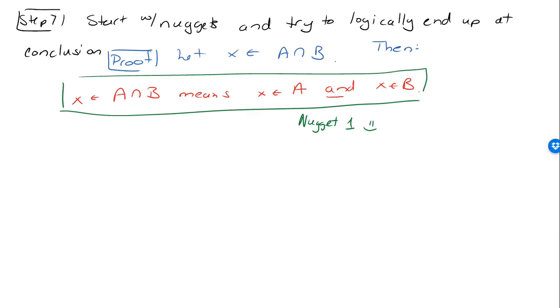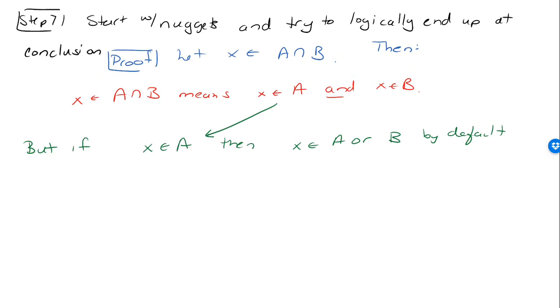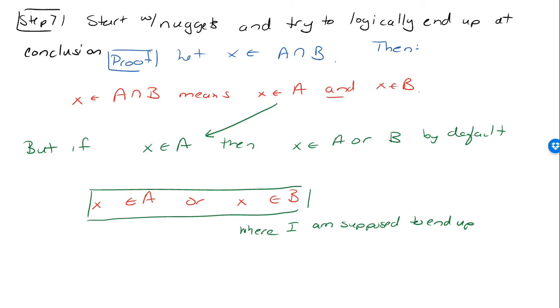So here's my proof. I start out with my know. Let X be in A intersect B. Write down what it means. I just copied and pasted that nugget. Copy paste is very nice. That's what it means. X belongs to A. I'm just writing the next statement down. Then that means X belongs to A or B by default, which means I've arrived at what I'm supposed to end up at.